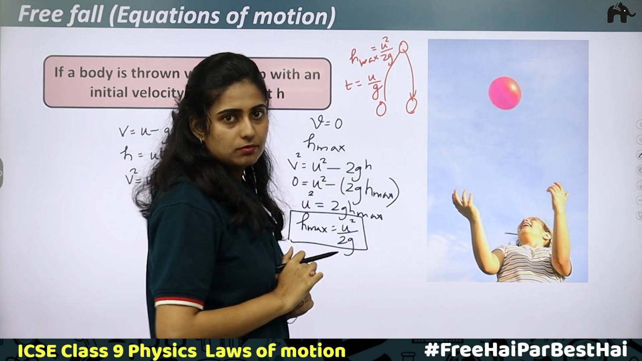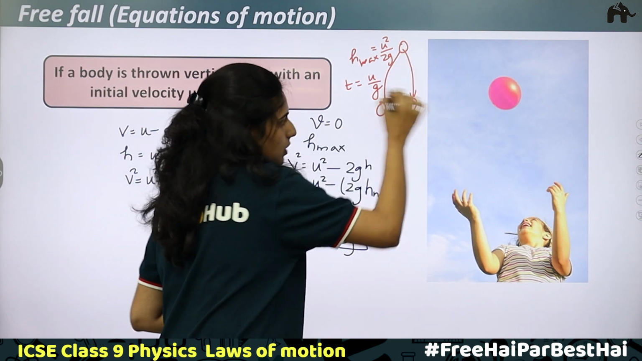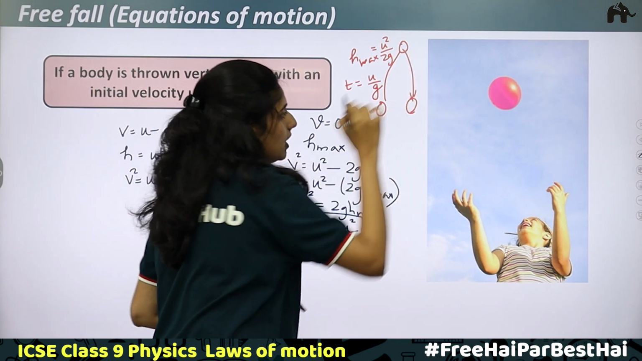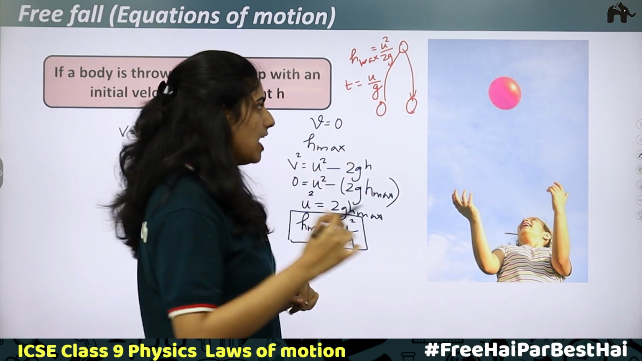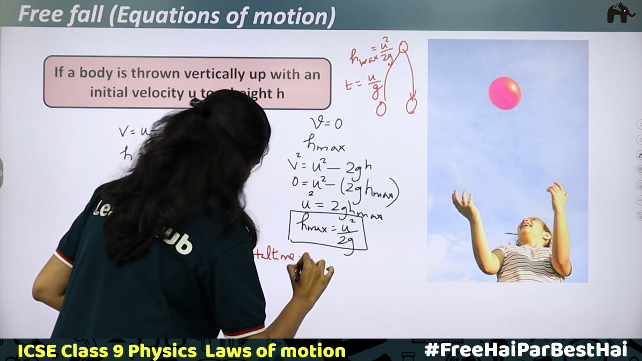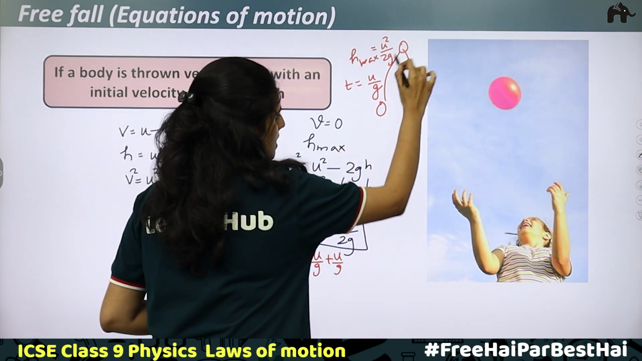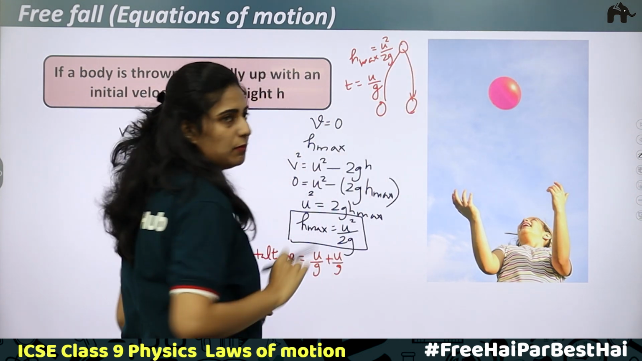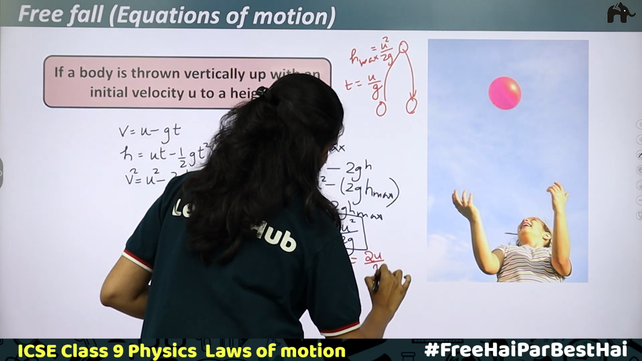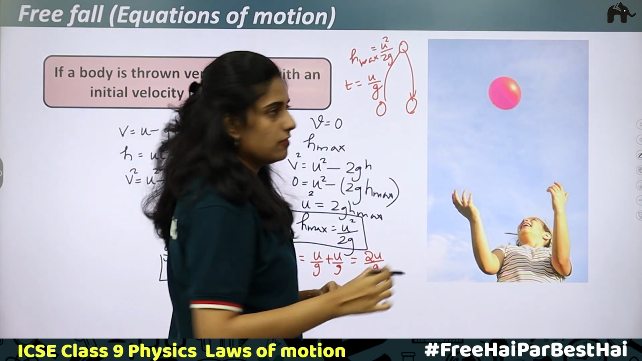Okay, now from this position to reach the initial position, what is the time taken? Time taken will be the same. From here to here, how much time it takes? The same time will be from here to here, which means from its initial point to the same point, for the ball to reach. What will be the total time? Total time will be equal to u by g plus u by g. Okay, u by g is the time taken to reach here and u by g again is the time taken to reach here. So total time will be u by g plus u by g, which is 2u divided by g.